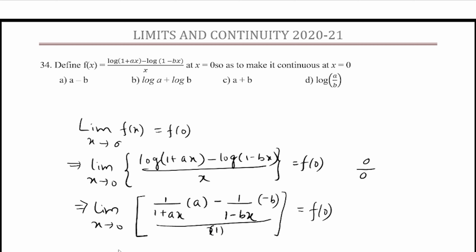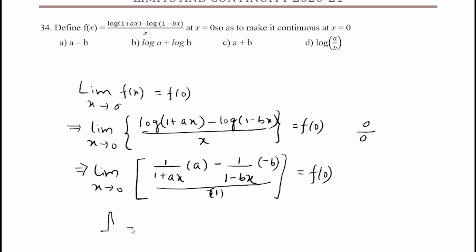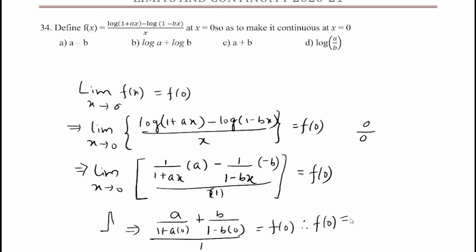Okay. Now put x is equal to 0, substitute the x value 0. A divided by 1 plus a into 0, minus into minus, plus b divided by 1 minus b into 0, divided by 1 is equal to f of 0. Therefore, f of 0 is equal to a divided by 1 plus b by 1, that is a plus b. So f of 0 value is a plus b. Option C is the right option.